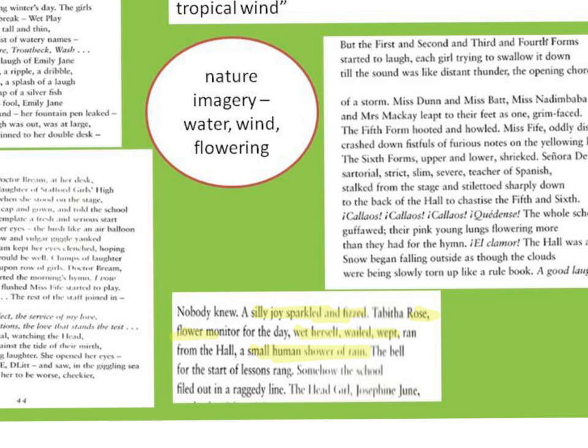We have Tabitha Rose, the name obviously being aptonymic with our flowering imagery and what is emerging and growing here. Ecstatic and hysterical to the point where she wet herself, wailed, wept, more tears, more bodily fluids, and metaphorically she's described as a small human shower of rain. So there's that kind of excess and tipping over, unable to contain this power, this force.